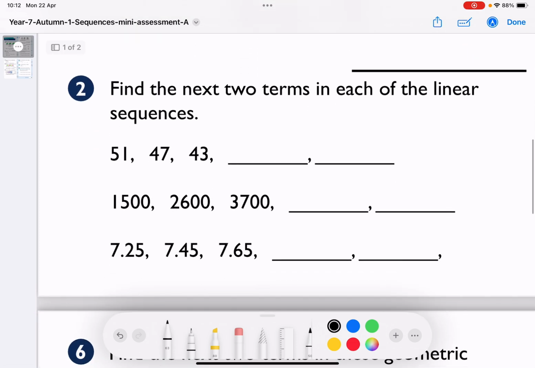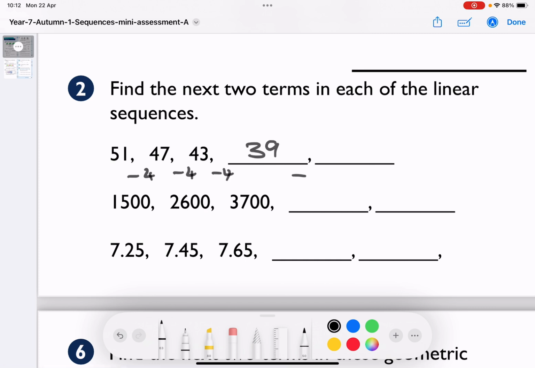Right, question 2. Let's have a look. Linear sequence. Linear sequence basically means that they go up, add on, or subtract by the same amount. So all I'm looking for is the difference here. 51 to 47 is minus 4. 47 take 4 is... So I'm going to take 4 every time. If I take 4 from this, I get 39. And if I take 4 from this, I get 35.